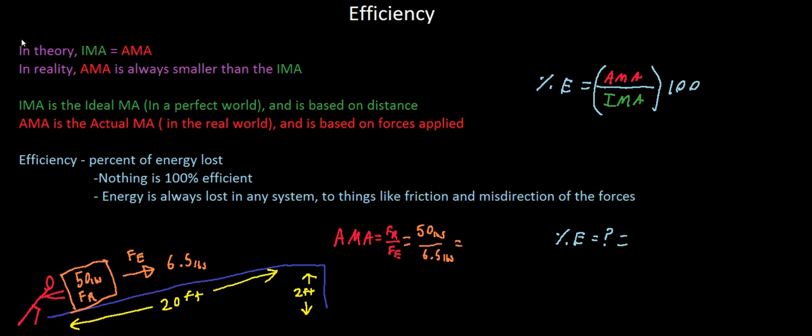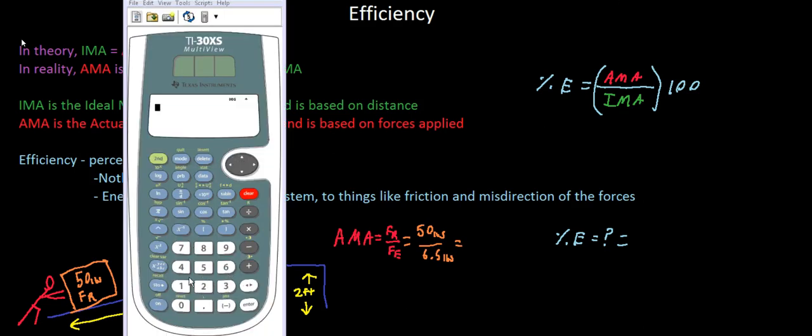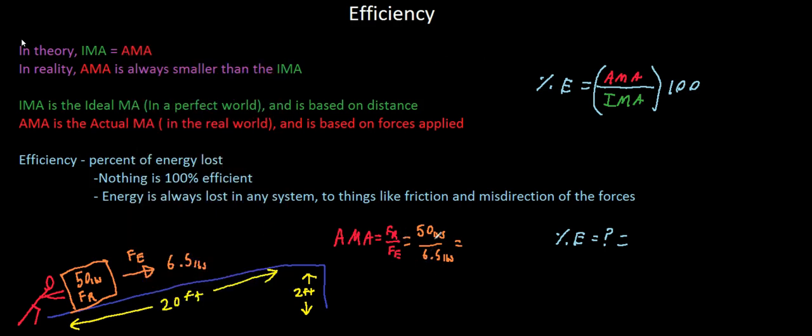I don't really know what that is, so we'll type it in our handy-dandy calculator: 50 divided by 6.5. And what do we get? We get 7.6923. We'll cancel out pounds, because pounds cancel out, and we'll just write it as 7.69 for our actual mechanical advantage. Then we can solve for our IMA, which is just our IMA equation. Our IMA equals dE over dR.